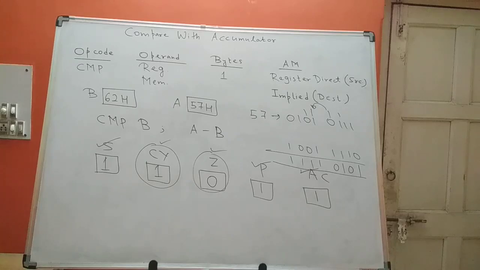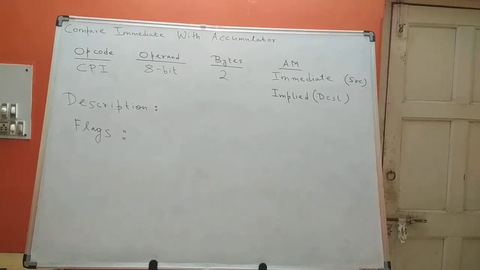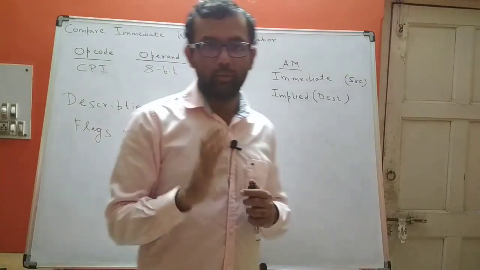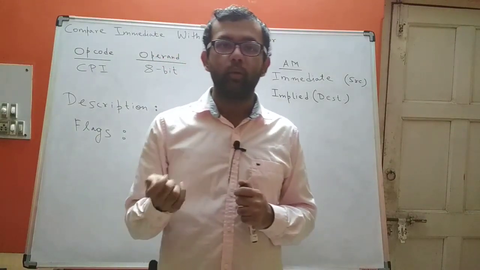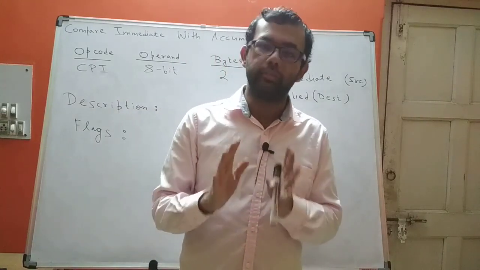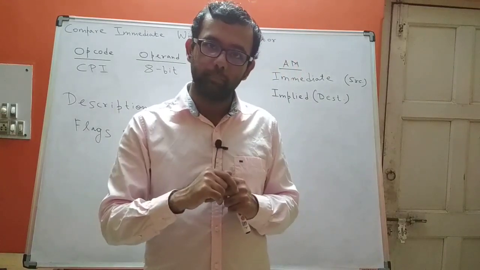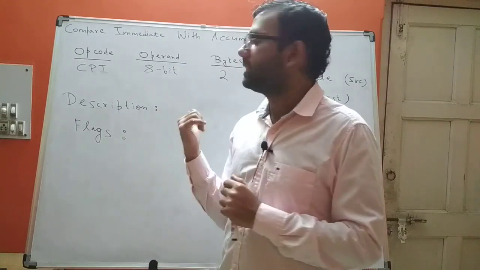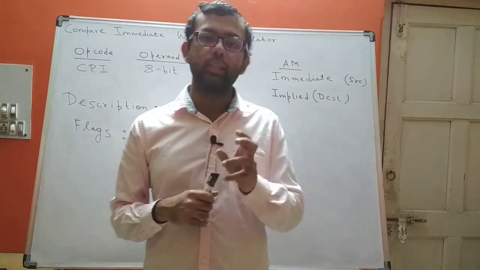So now I'll take up the CPI instruction. Let's look at this instruction CPI, compare immediate with accumulator. This is the next comparison instruction that we have. The only difference between the previous comparison instruction, CMP, and this one lies in the way the operand is specified.